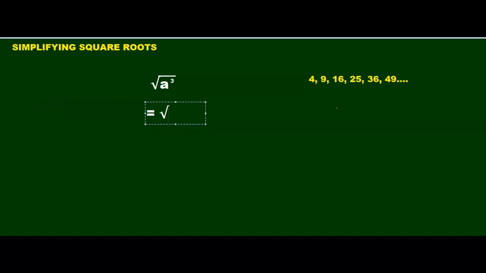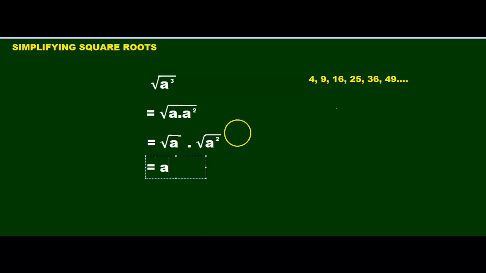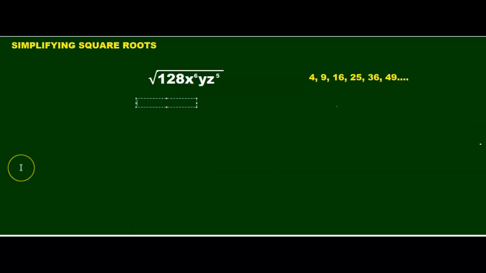So a cubed is the same as a times a squared. Then if you wish, you can split it into two separate radicals, which is the square root of a times the square root of a squared. Now, the square root of a squared is, as we said before, the square and the square root cancel each other out, so you're left with a, and you still have that square root of a, and that would be your final answer. To wrap up this lesson, let's try something a little bit more challenging.